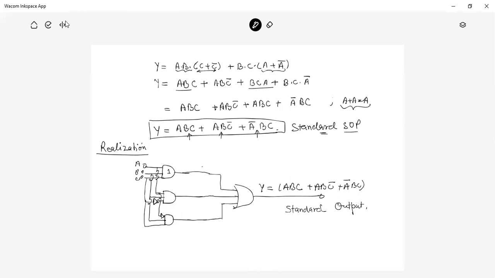How to realize? Realization means obtaining the above expression with the help of gates.